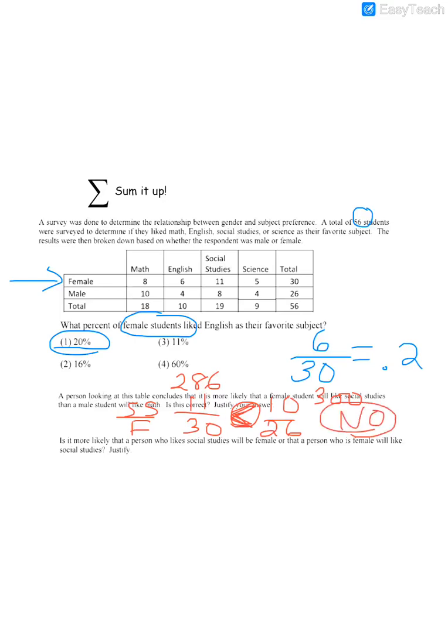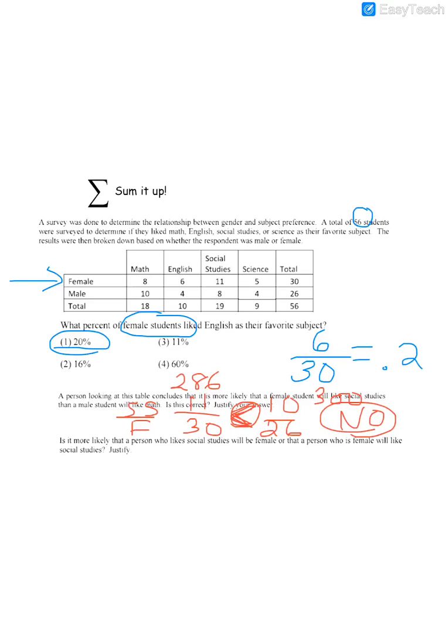And here is my justification. 10 out of 26 is going to like math. Of the students that like math will be male. And here it's 11 out of 30 for the female students that like social studies. Again, order is important.